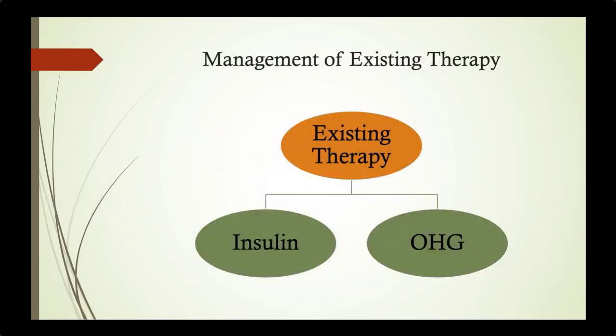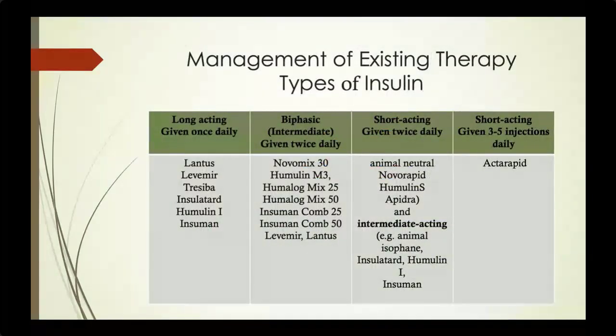Management of the existing therapy. We're talking now about the elective patients because we already talked about the emergency patients. These patients are either type 1 or type 2, and they are either having insulin or oral hypoglycemic drugs. So for insulin, these are the different drugs these patients might be on. It might be long-acting, biphasic, intermediate-acting, short-acting or intermediate-acting taken twice daily, or short-acting taken 3 to 5 times a day.